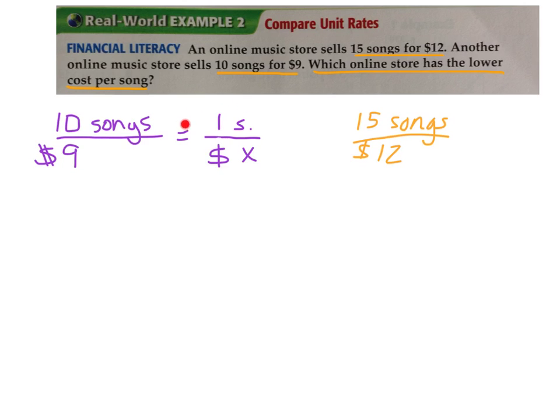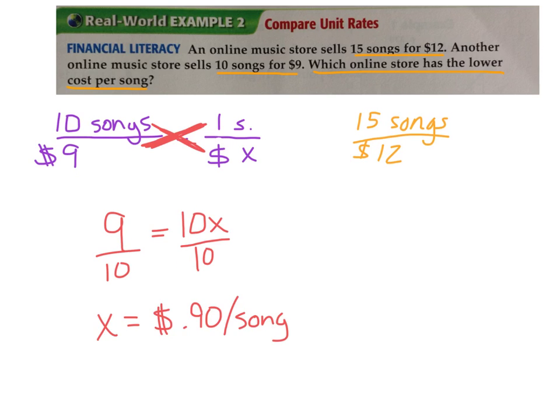Now to do that, I set this one up as an equivalent ratio where I want to find out how much one song costs. I put 1s for the song, just to be sure I lined up the songs at the top of my ratio, and then I put x dollars for how much it would cost for one song. Now I'll set this up as an equation, so I'm going to take this times this, which gives me 9, and that's going to equal, remember, the 10 times the x, so 10x. Now to get that x by itself, I divide both sides by 10. And when I do that, x equals 90 cents per song.